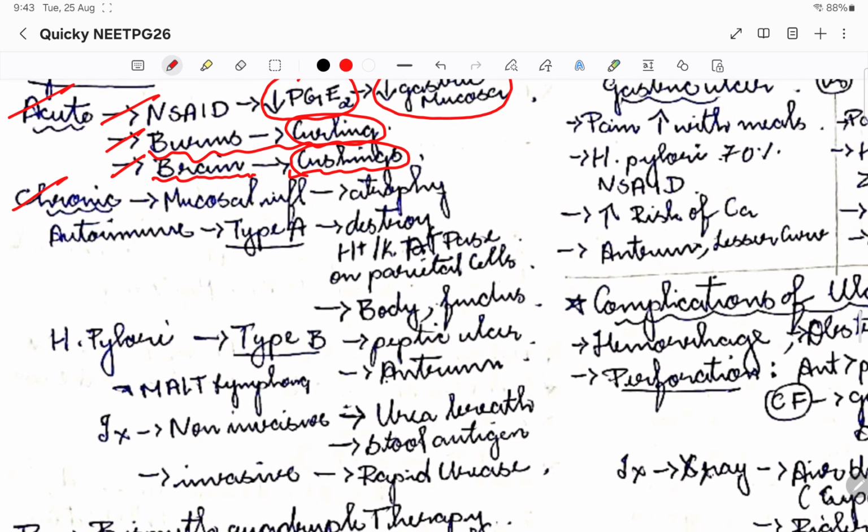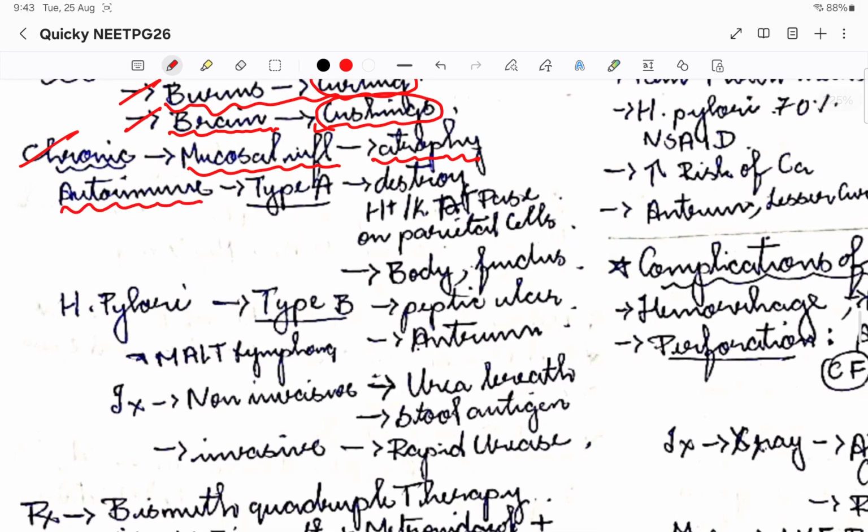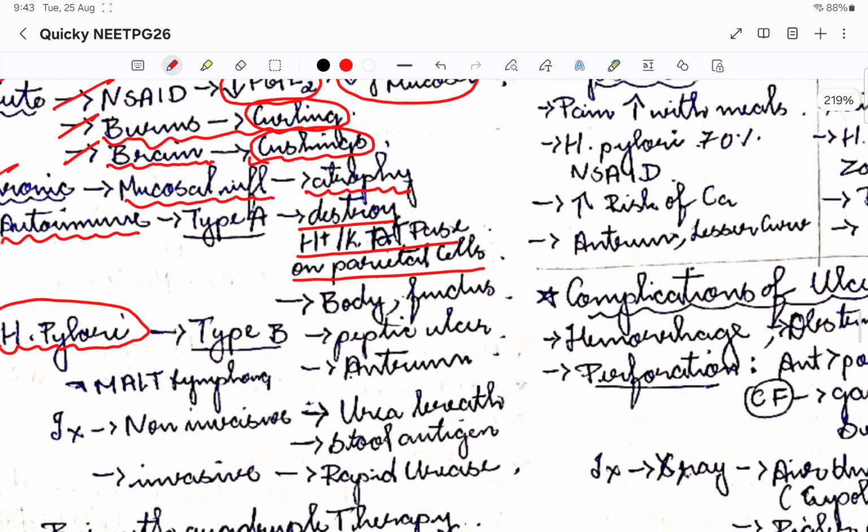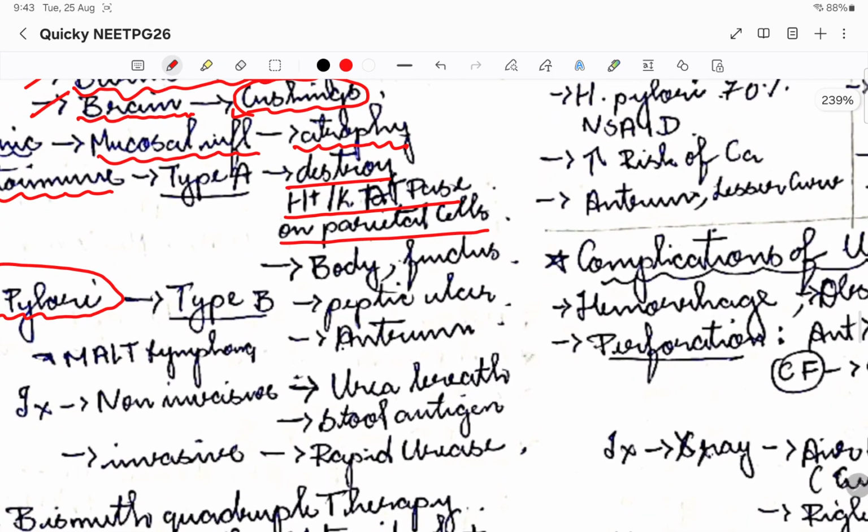Then coming to chronic gastritis, there is mucosal inflammation and atrophy happening. This is because of two types, type A and type B. If it is autoimmune, it is known as type A. If it is H. pylori that is causing it, it is going to be type B. In type A, it is autoimmune, so it destroys the hydrogen potassium ATPase on the parietal cells, which will reduce acid production and cause gastric mucosal inflammation and atrophy. The body and the fundus are most commonly involved in type A.